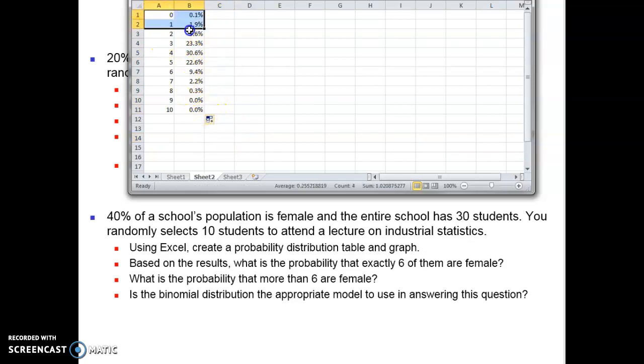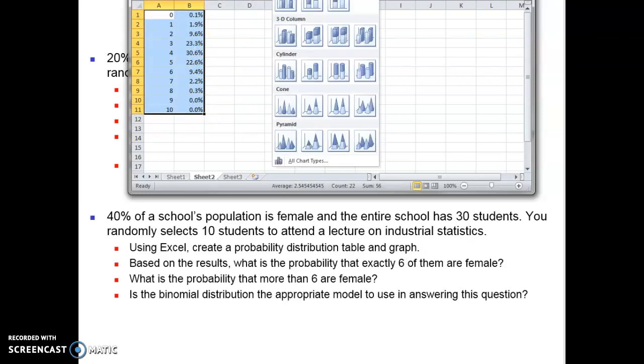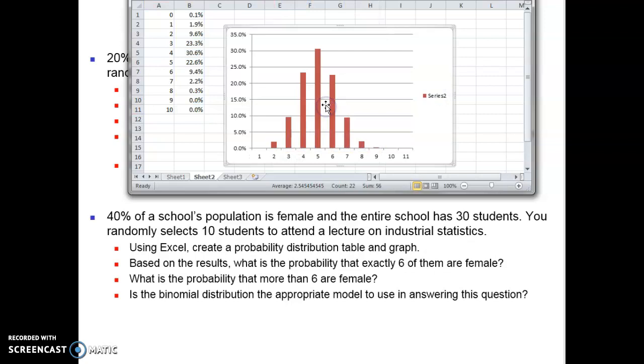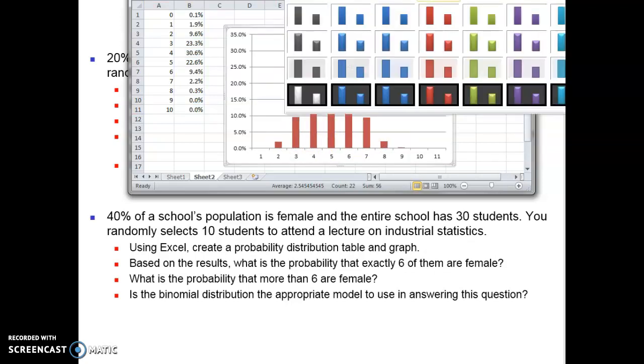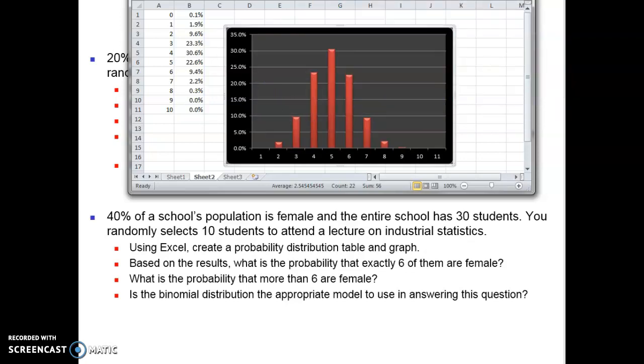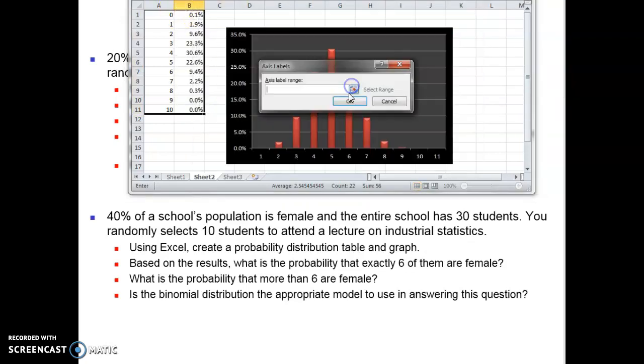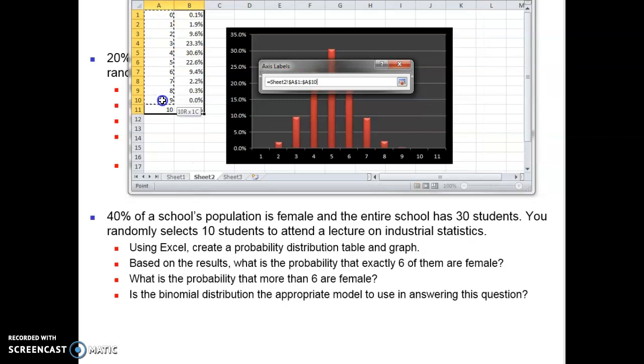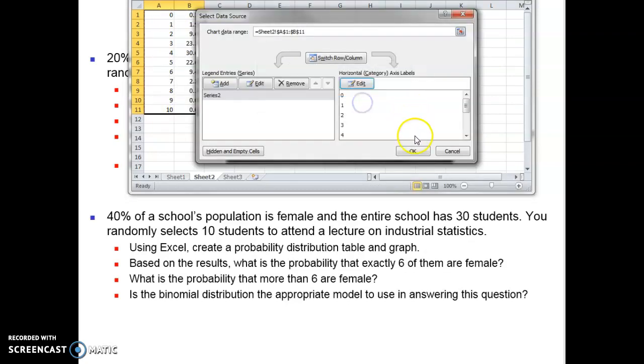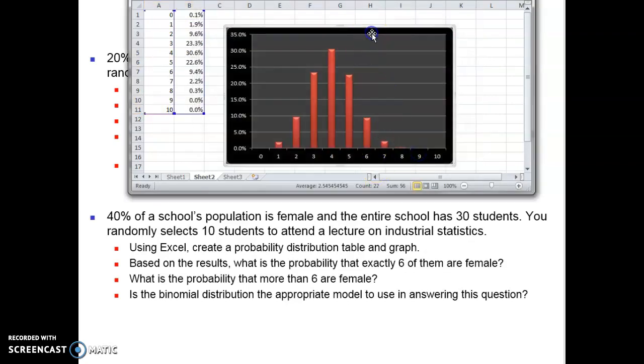We could graph this. And take this, insert, column. We know how to do this, so I'm going a little faster maybe than what we've done before. We're going to select data, modify our horizontal axis, and there we go. So that gives us our hypergeometric.